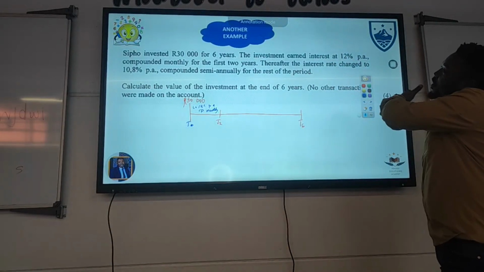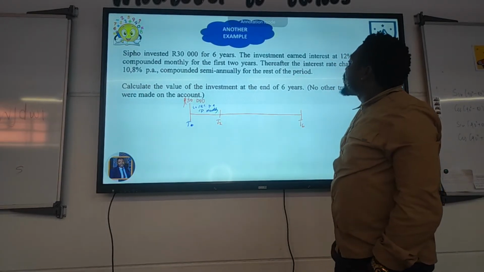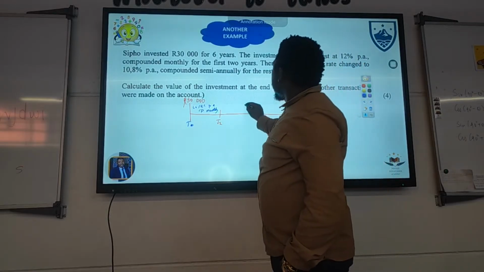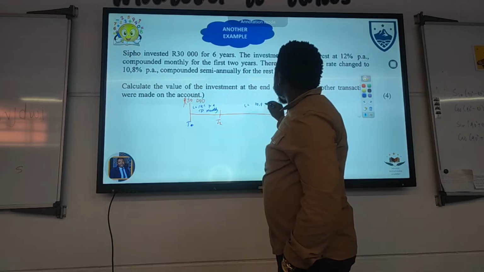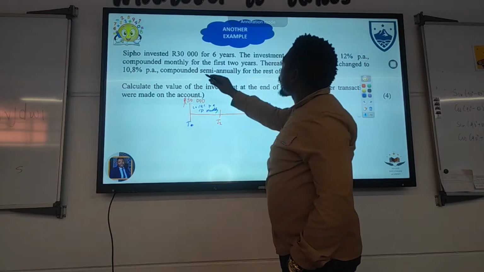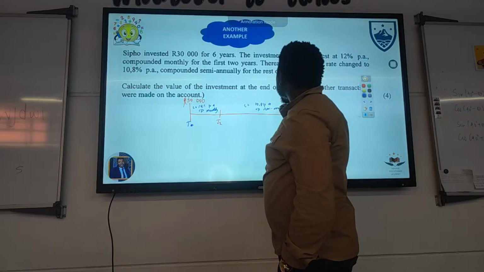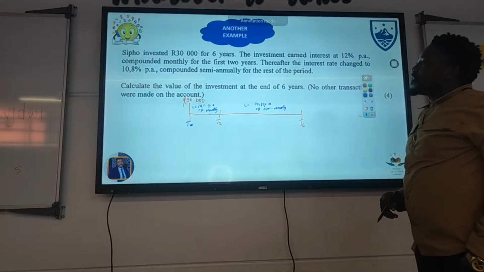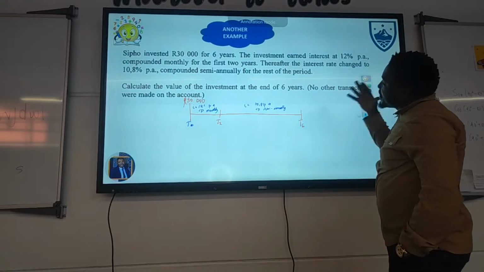Thereafter, the interest rate changed to 10.8% per annum compounded semi-annually for the rest of the period. So the interest rate here for the rest of the period remained at 10.8% per annum, but it was compounded semi-annually. And then the question says, calculate the value of the investment at the end of 6 years.